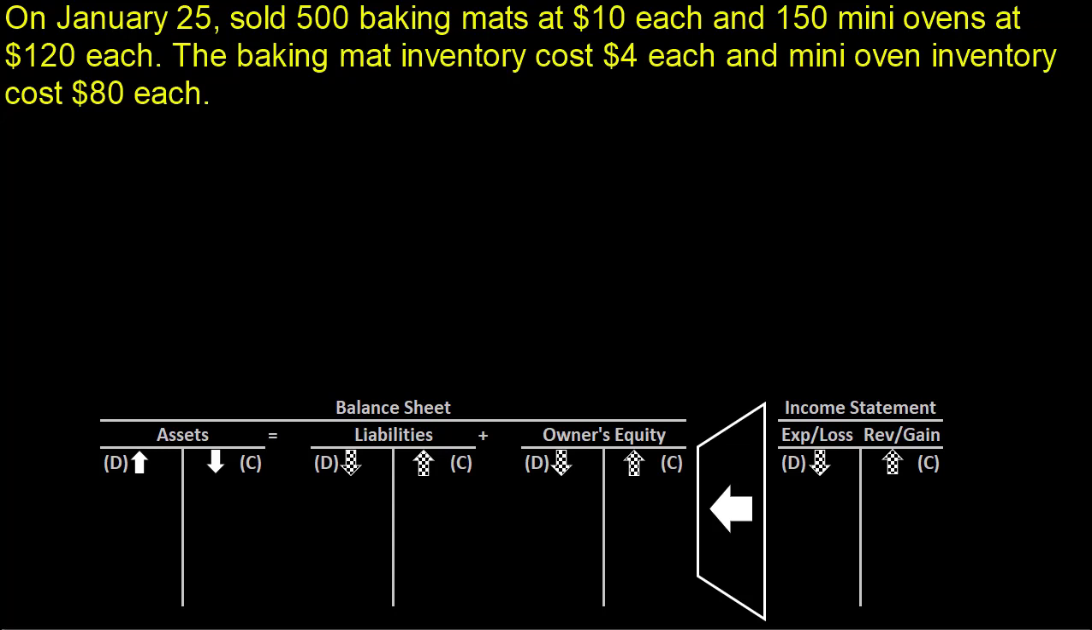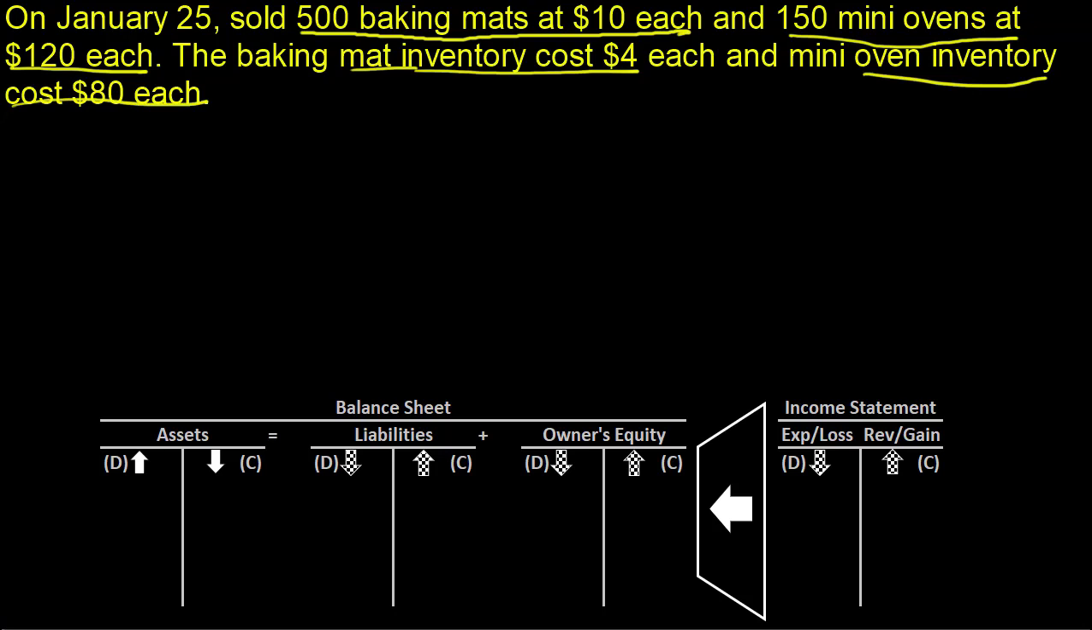So on January 25th, we sold 500 baking mats at $10 each and 150 mini ovens at $120 each. The baking mat inventory cost $4 each, and the mini oven inventory cost $80 each. Now, let's underline the key points here. You sold 500 baking mats at $10 each and 150 mini ovens at $120 each, and the mat inventory cost $4, and the oven inventory cost $80, all right?